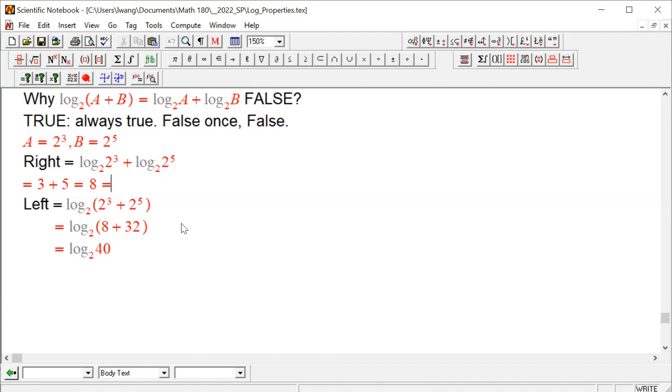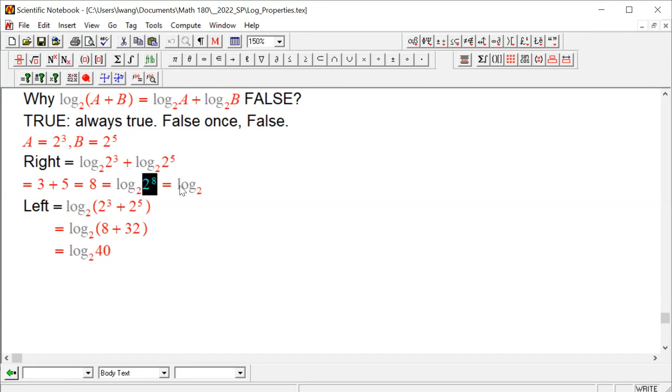Well, if you write 8 as a log base 2, that's 2 to the power of 8. 2 to the power 8 is not going to be 40. So what does 2 to the power 8 equal? It's a log base 2, right?